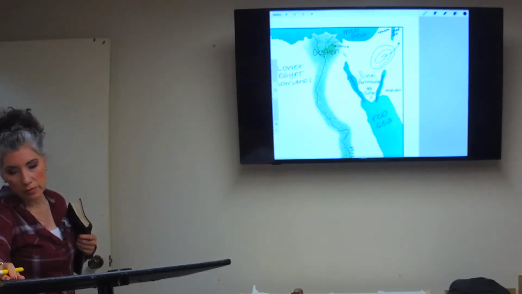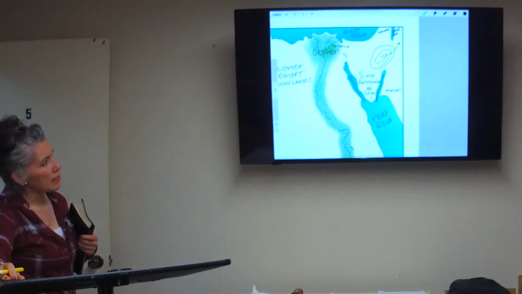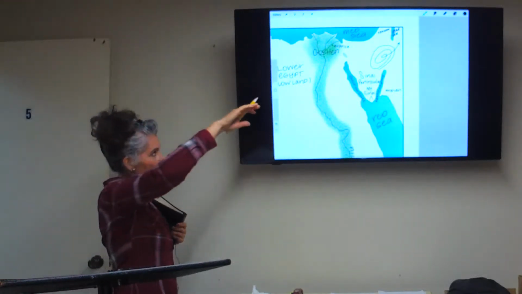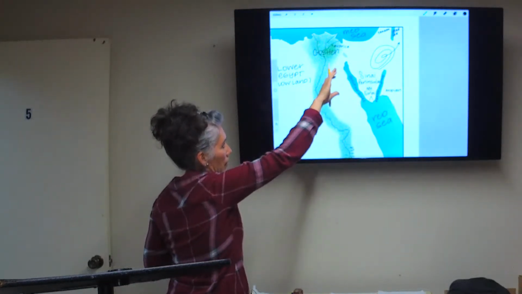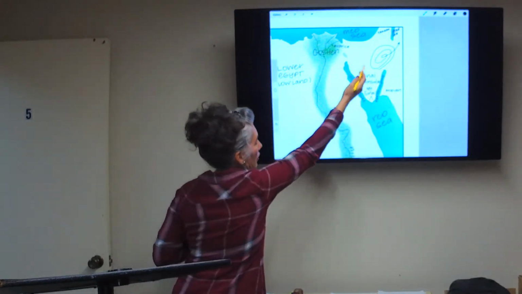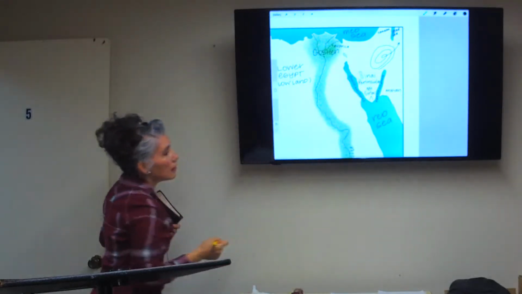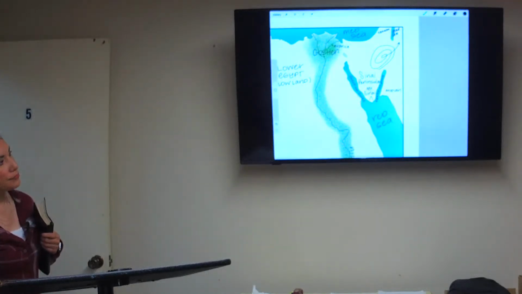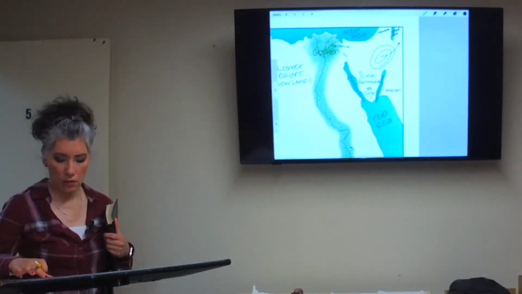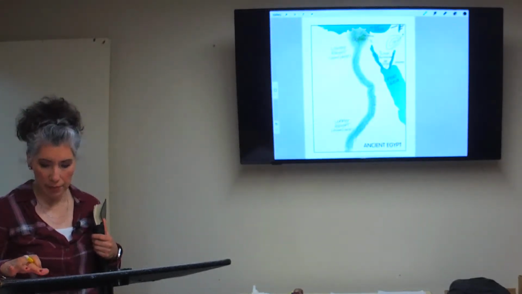So that's why I put that little thing. And I did put the arrow pointing on the east side of the Dead Sea because that is the direction and the way that they went to go into Canaan. They did not go in through the southern edge of Canaan. They went around the Dead Sea. All right, any questions about this map?